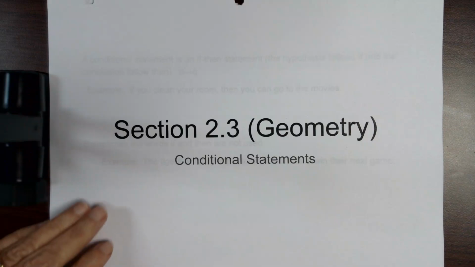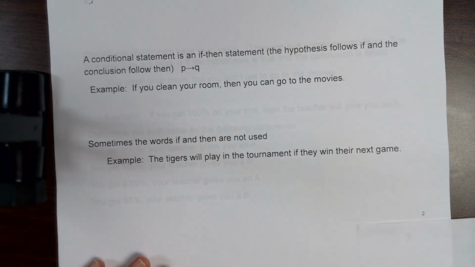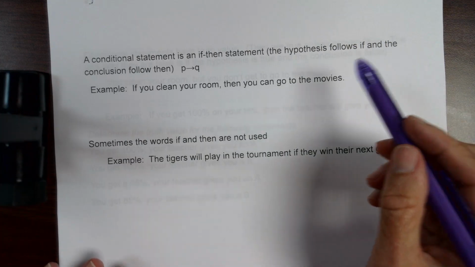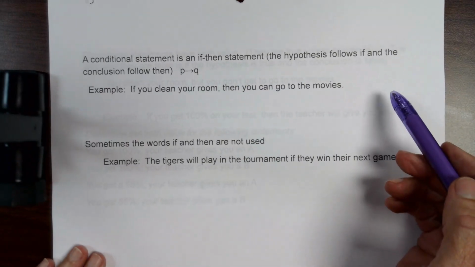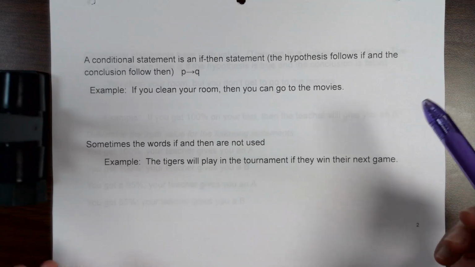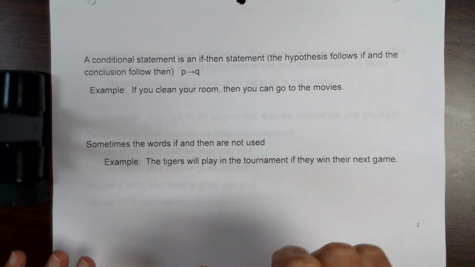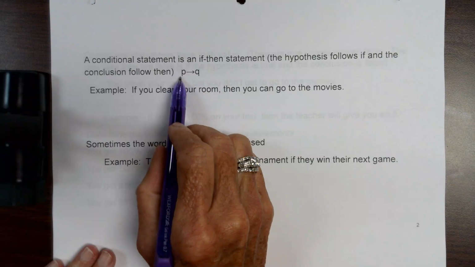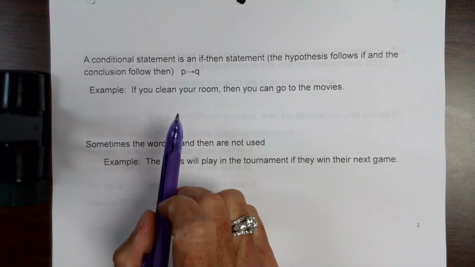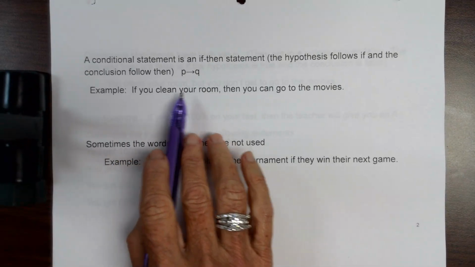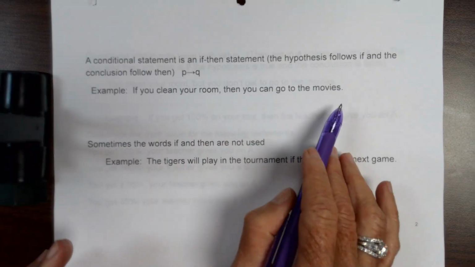Section 2.3 involves conditional statements. A conditional statement is basically an if-then statement. You have a hypothesis that follows the word if, and you have a conclusion that follows the word then. You can write this as an abbreviation of P then Q. Like, for example, if you clean your room, then you can go to the movies.